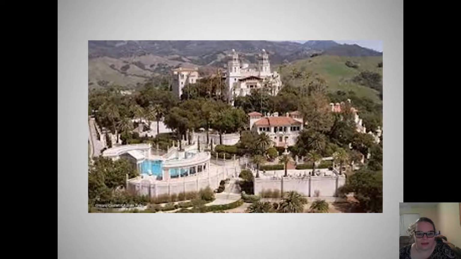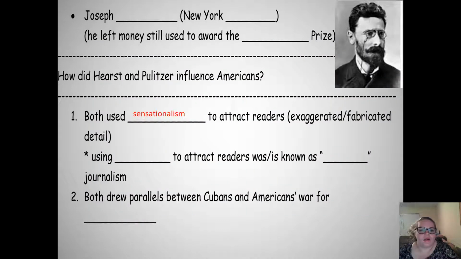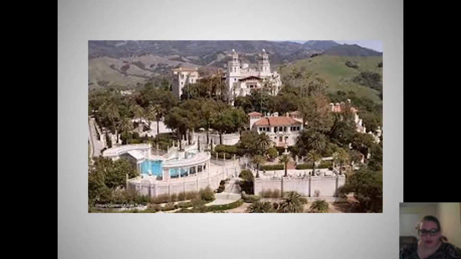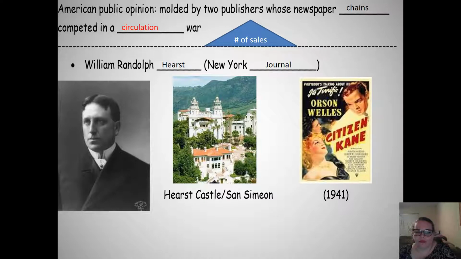Alright, so this is San Simeon. I would like to live there. I mean, who wouldn't, right? Then you have Joseph Pulitzer. Okay, Joseph Pulitzer is the editor of the New York World. So he is in competition with this guy, Hearst, okay?